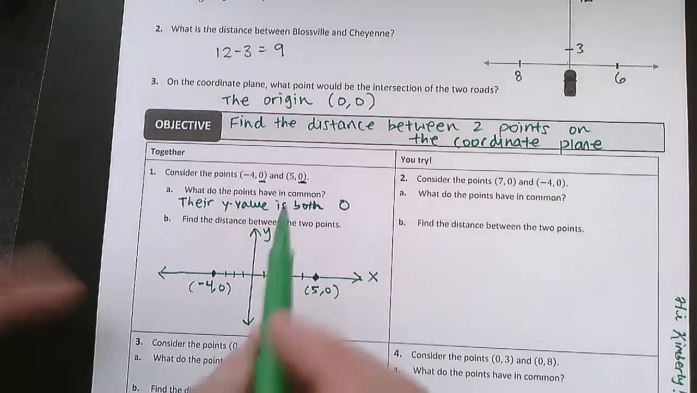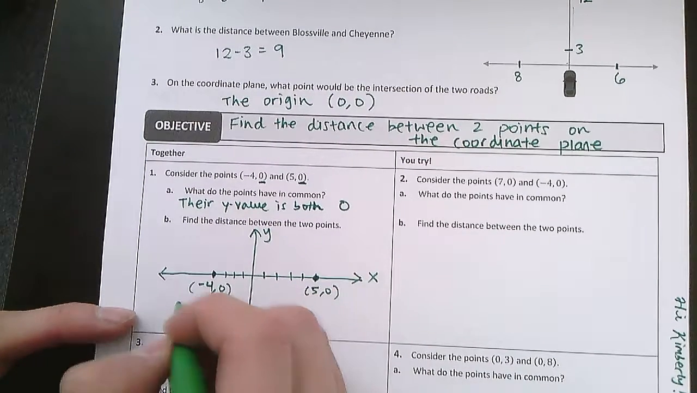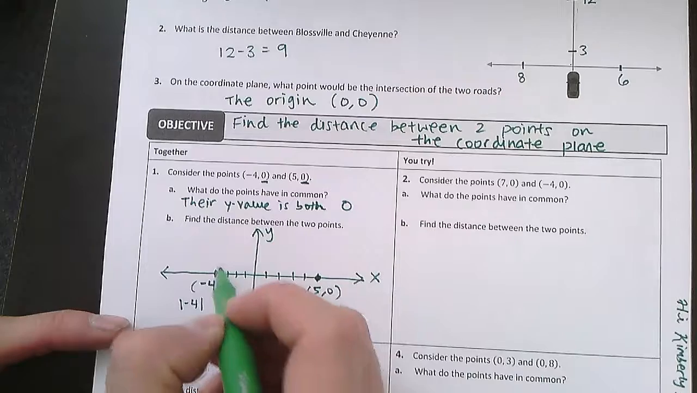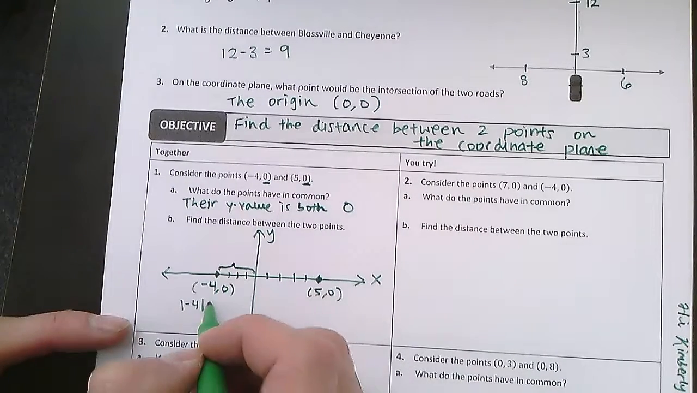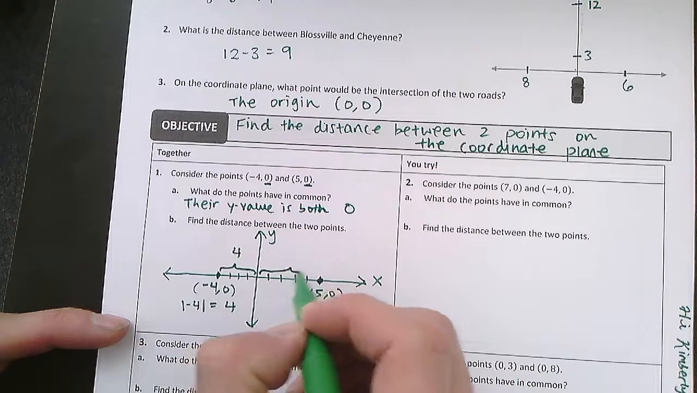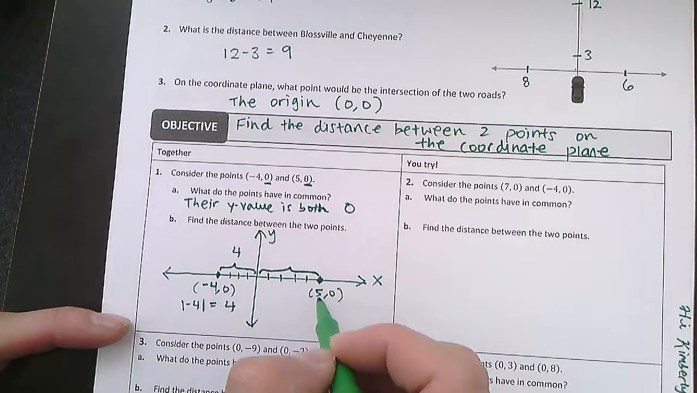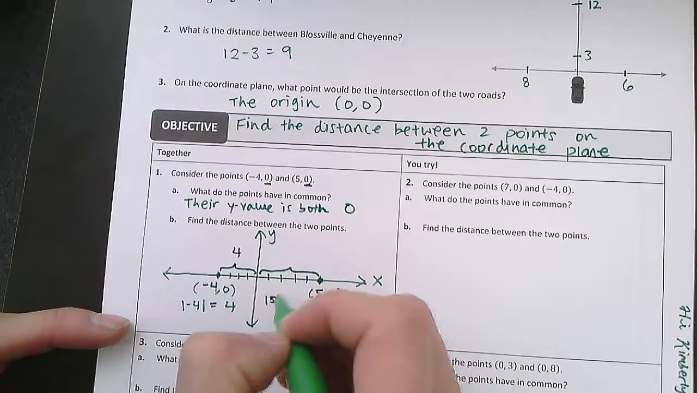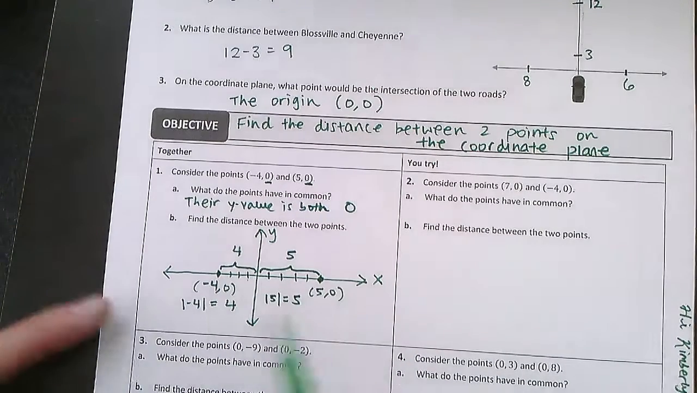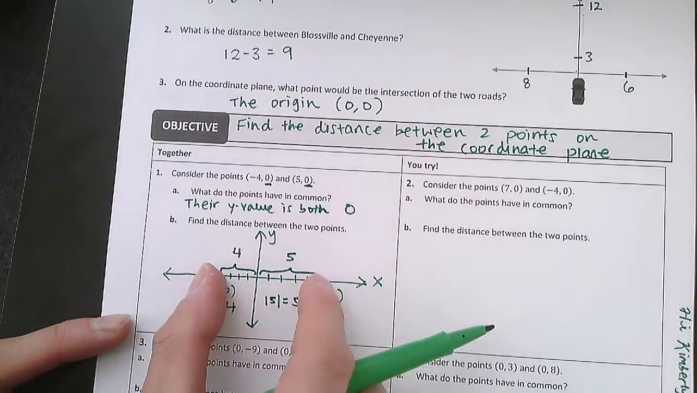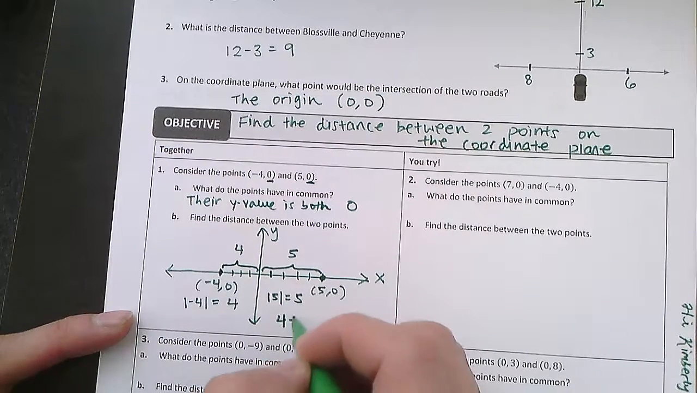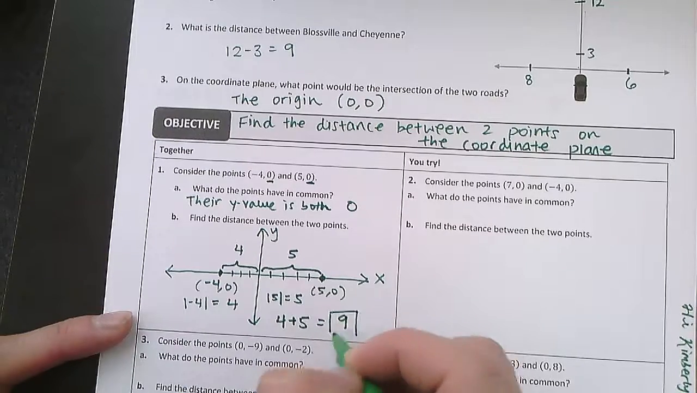And to find the distance, here's -4, and I want you to remember that the absolute value of -4 is the number's distance from 0. Which is this right here. So the absolute value of -4 is 4. And on this side, the absolute value of 5, the number's distance from 0, is also equal to 5. And so the total distance between -4 and 5 is all of this distance right here, which is 4 plus 5. So I can do 4 plus 5, and I get 9. 9 is the distance between those 2 points.